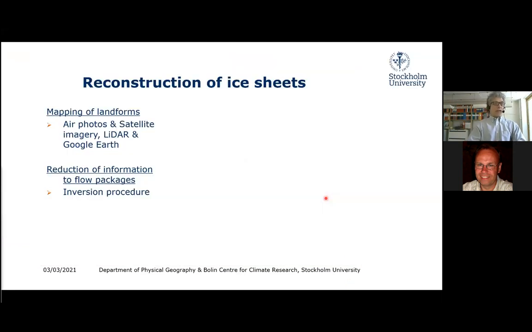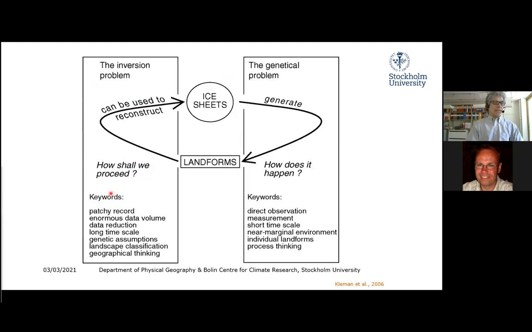Okay, so we have this information. You've already seen the maps of them. So how do we go from that information into some sort of information packages that tell us something about the ice sheet? It's what we call the inversion procedure, and it's a system devised by Kleman back in the 80s. It basically goes like this.